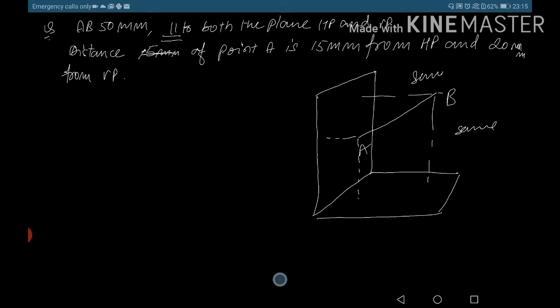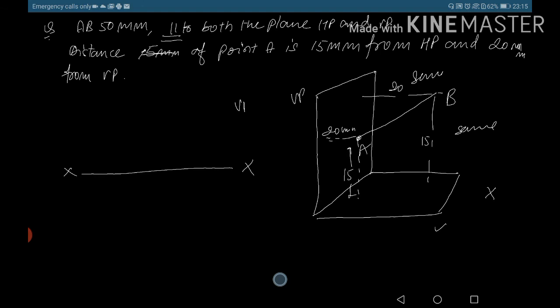So now what is given? Point A, this is the point A, is 15 mm from HP, 15 mm HP say, and 20 mm from VP. This is our VP, so this distance is 20 mm. Okay, if this is 20, this also be 20. If this is 15, this also is 15 because line is parallel to both the plane. Okay, now how will you draw? See, make this concept clear in your mind that you have to draw this diagram which I'm going to draw on your sheet, not this. Okay, this is just for the understanding.